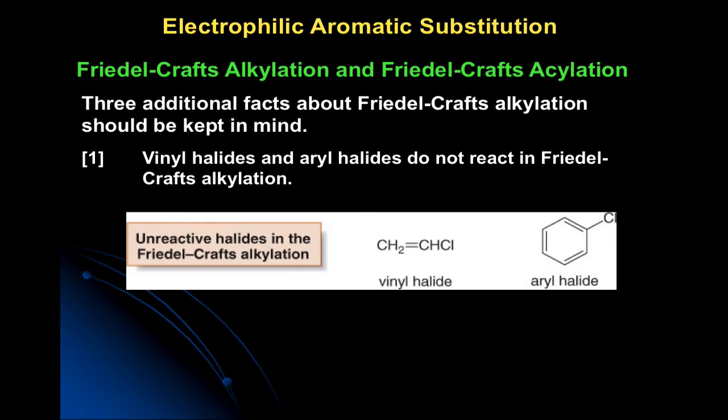There are some facts that you need to know about Friedel-Crafts acylation and alkylation. Vinyl halides and aryl halides do not react in the Friedel-Crafts alkylation reaction. It has to be an sp3 hybridized carbon-halogen bond. These are what kind of hybridization between the carbon and chlorine? sp2. If I take this vinyl halide or this aryl halide and I place it in with aluminum trichloride, it cannot remove the chlorine. Why not?